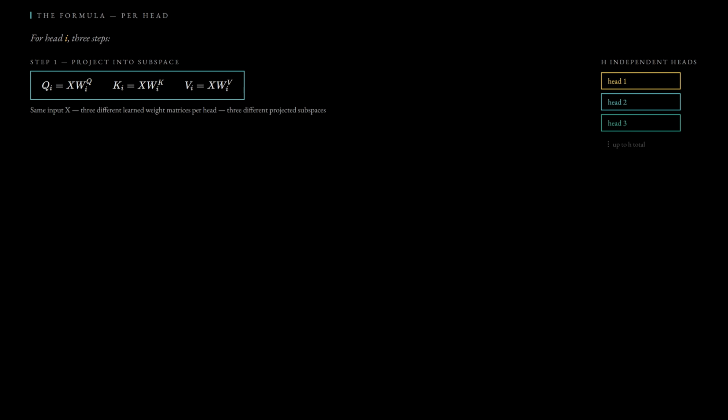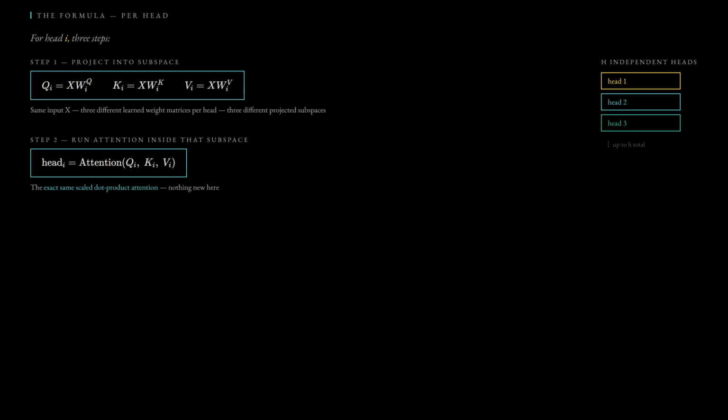The computational cost scales linearly with H, but because d_k also shrinks by a factor of H, the overall compute stays bounded. We'll verify this arithmetically and precisely in the next slides.